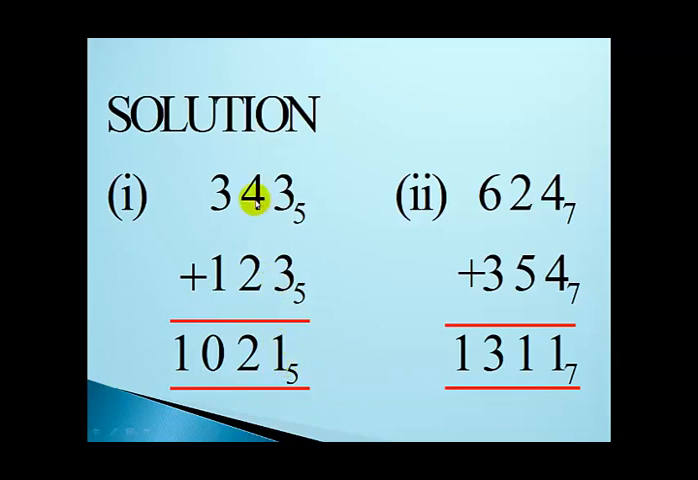Now 4 plus 2 is 6. 6 plus the number of group, that is 1, will give us 7. And 7 in base 5, the remainder is 2, and the number of group of 5 in 7 is 1.